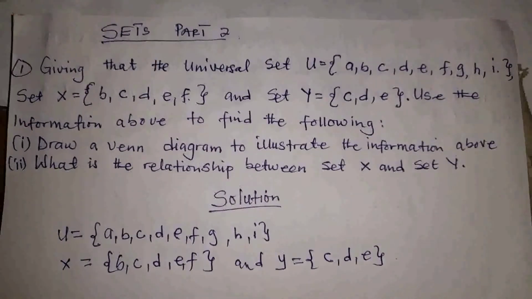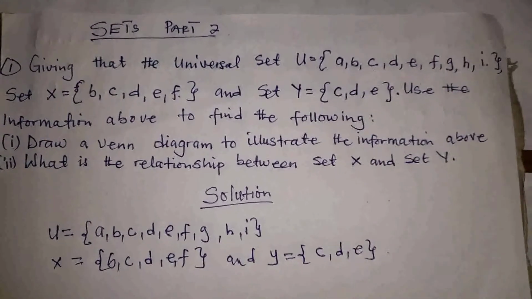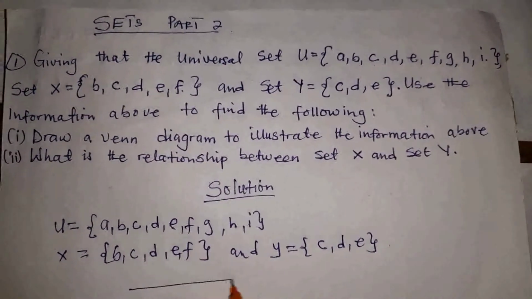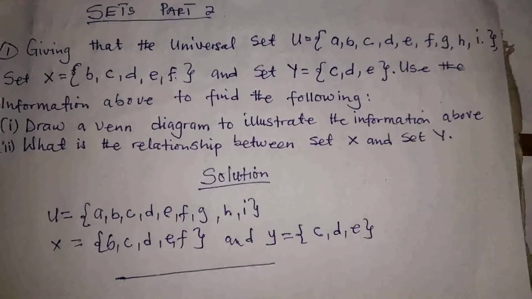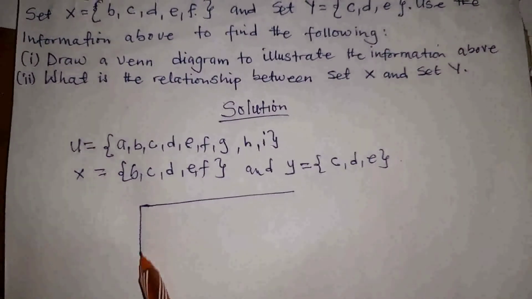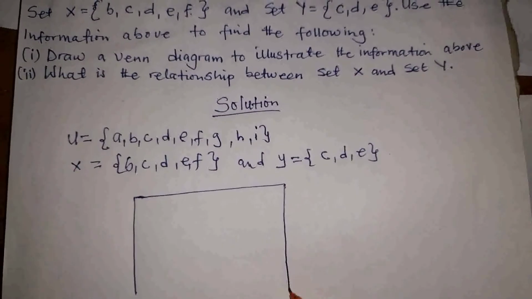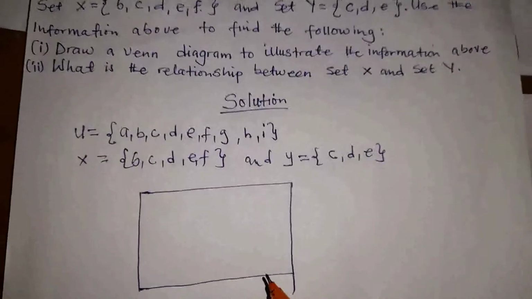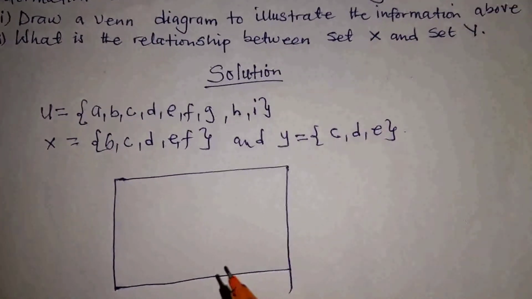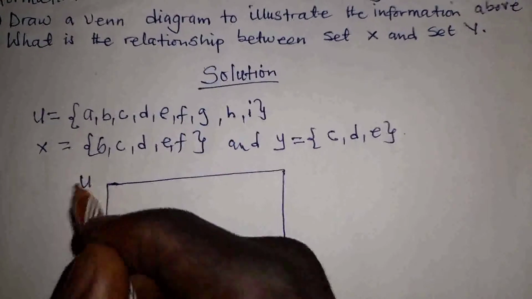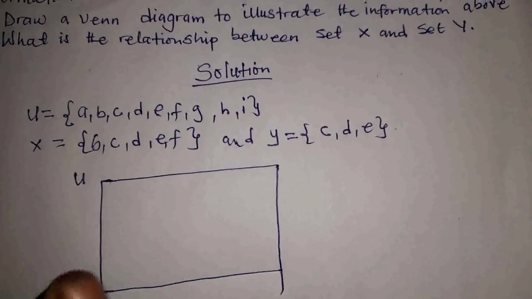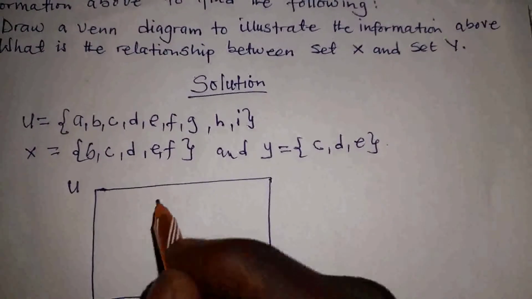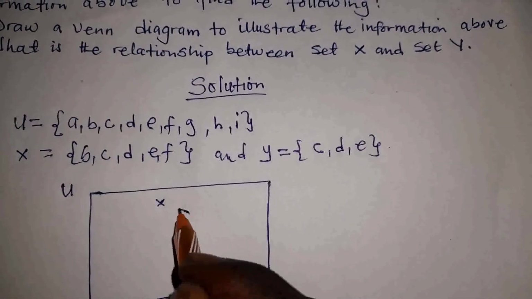So let's draw. The type of shape depends on what you want. First, I will use a box. Let me drag it down and connect it like this. Good. I am going to name this box as our universal set U. Looking at the universal set, it contains set X and set Y. So inside the universal set, we have our X. I can draw a big circle for X.